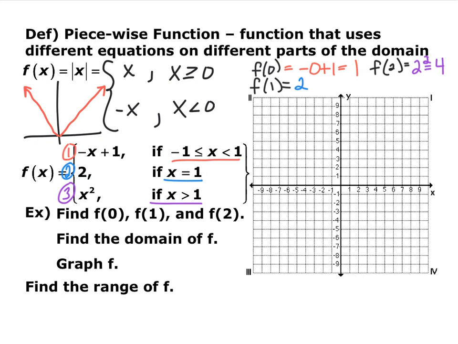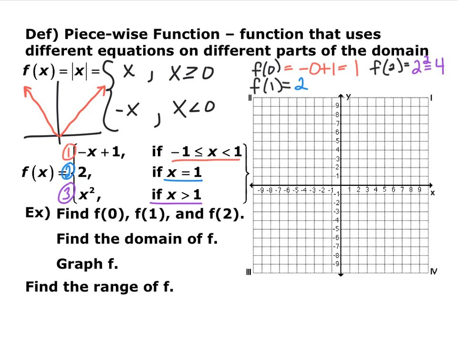For the second one, f of 1, you've got to find the place that the x coordinate 1 exists. You have a 1 here, but it's not "or equal to", so it doesn't exist in this part. Right here it says when x equals 1. So when x equals 1, y equals 2. So you use this part of the function. So f of 1 is equal to 2.